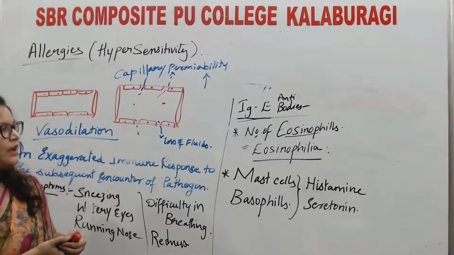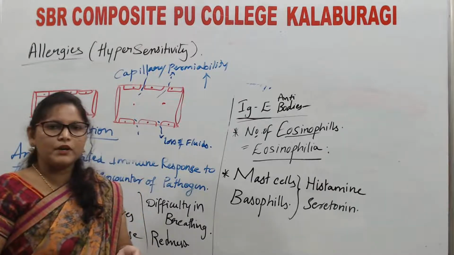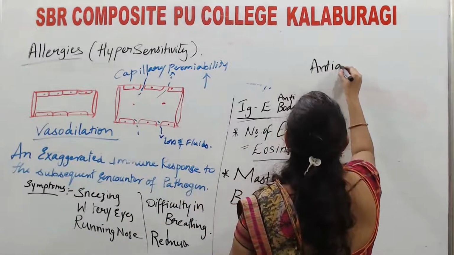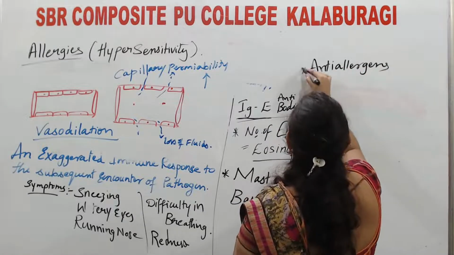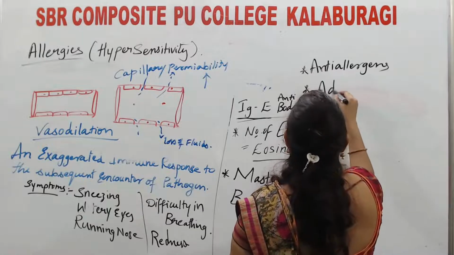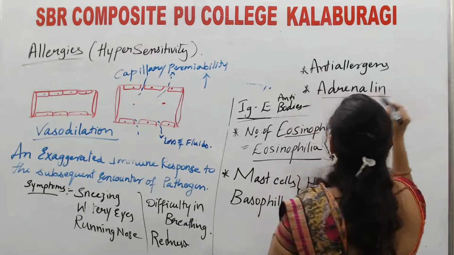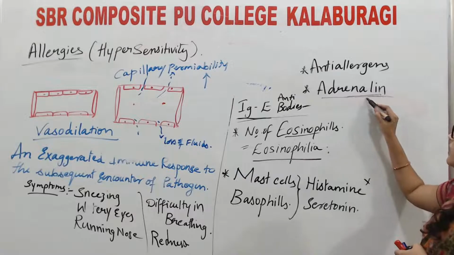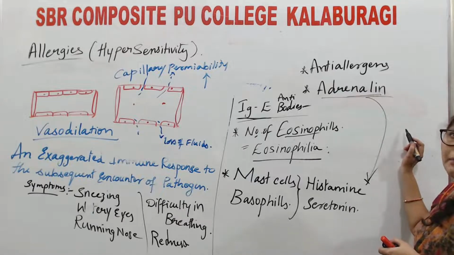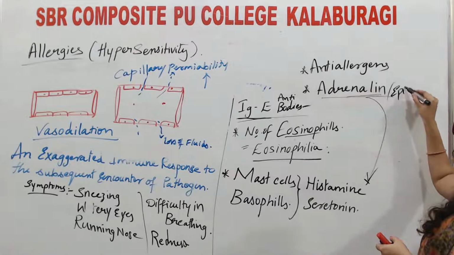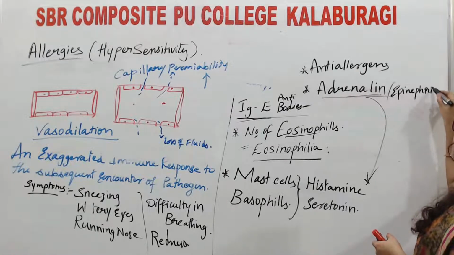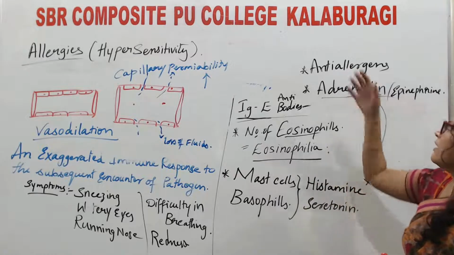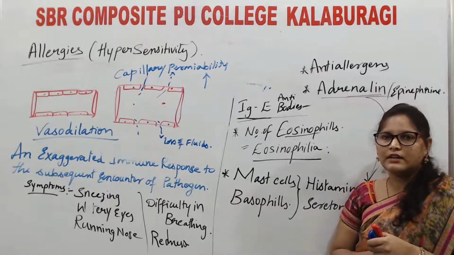Then what should be given? Anti-allergens should be injected to the person who is suffering from allergy, like adrenaline or epinephrine. Adrenaline should be given to the person. This adrenaline is a vasoconstrictor, which acts against histamine. Who is secreting this adrenaline? The adrenal medulla, catecholamines, adrenaline or epinephrine. Hope you have remembered the first year topic. This epinephrine will act as an anti-allergen and will suppress the allergic reactions.